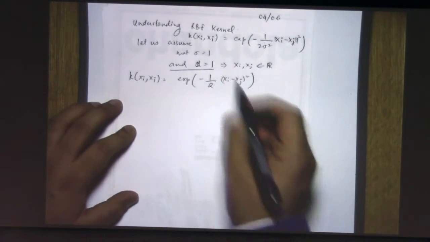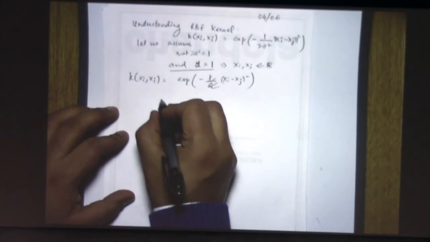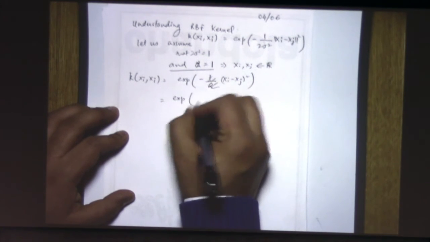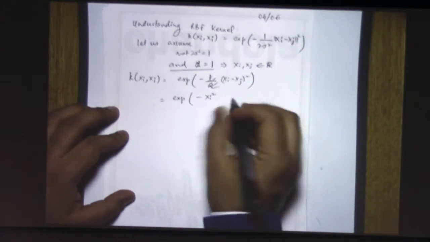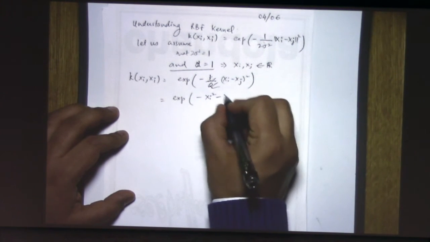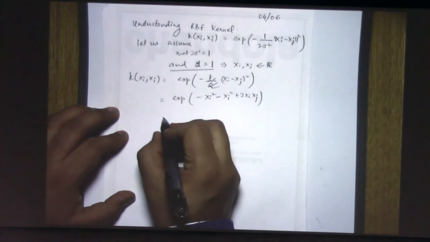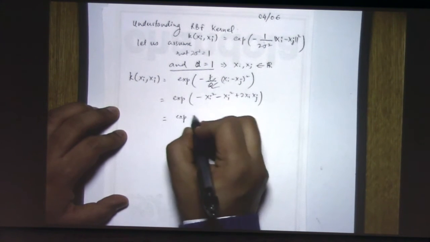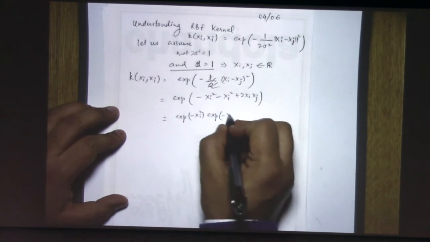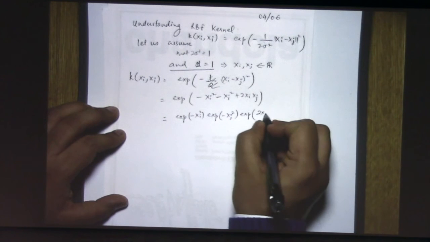In fact, let's assume that 2 sigma square is 1. So we just get rid of the whole thing, right? Then we can open it and say that this is the same as exp of minus xi square minus xj square plus 2 xi xj, right? And you can write this as exp minus xi square times exp minus xj square times exp 2 xi xj, right?